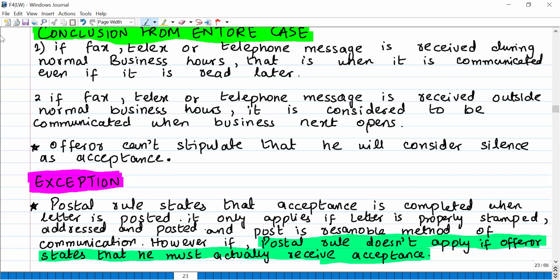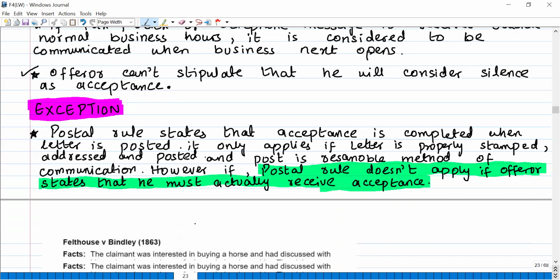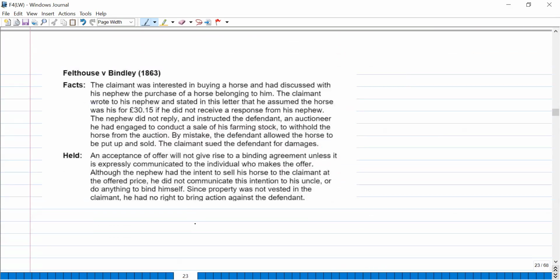Okay. Now let's read a case about this point, that an offerer can't stipulate that he will consider silence as acceptance. Let's understand this with the case Felthouse versus Bindley. The claimant was interested in buying a horse belonging to his nephew. So there was an uncle who wanted to purchase a horse from his nephew.